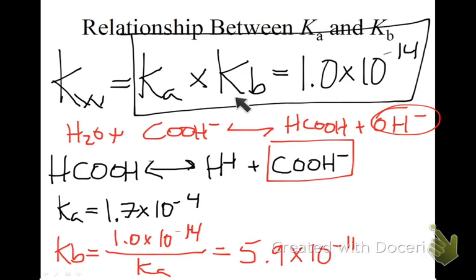You might see this pop up a couple times, but we're going to end up using this a lot when we get to buffering systems and titration. So just commit this to memory. You've got it in your notes. It might pop up on the quiz tomorrow. But just remember this relationship right here once we get to jumping between acids and their conjugates, or bases and their conjugates.